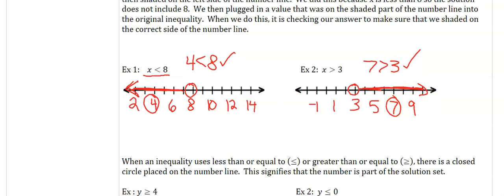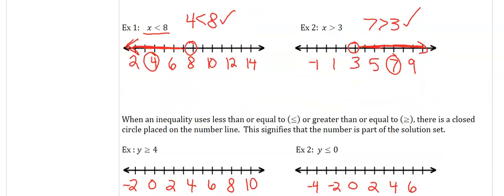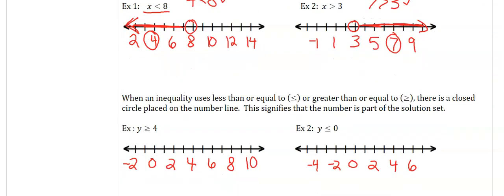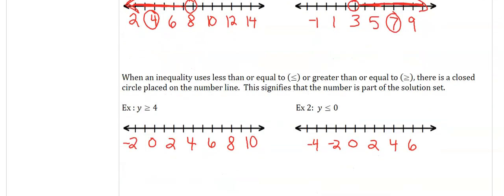Now, when an inequality uses less than or equal to, or greater than or equal to, there is a closed circle placed on the number line. This just signifies that the number is part of the solution set. So for here, example 1, y is greater than or equal to 4. We want to go to 4 and close our circle, shade it in. And now y is greater than or equal to, so we want to shade on the right side. Again, we can pick a number and plug it in. So 8 for y is greater than or equal to 4, and we know that is true.